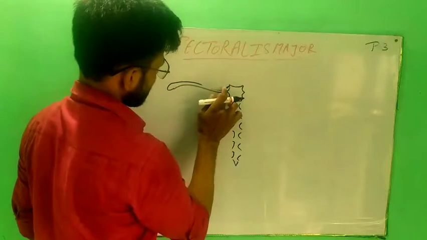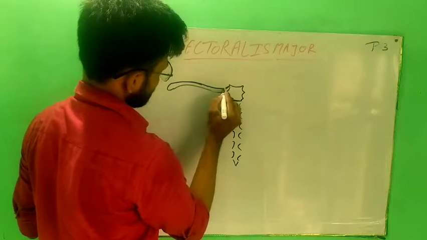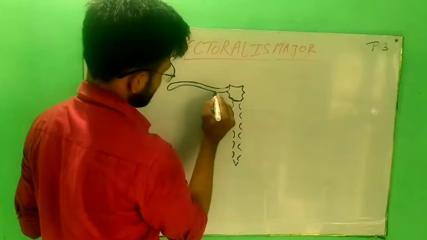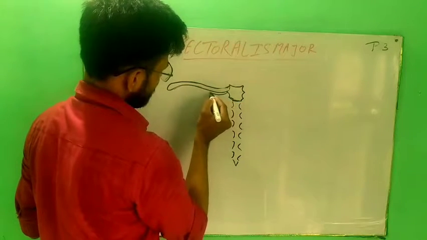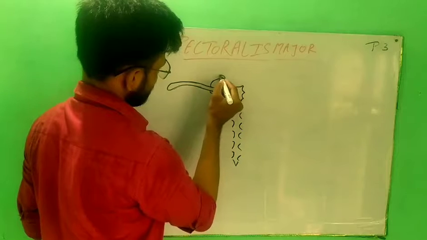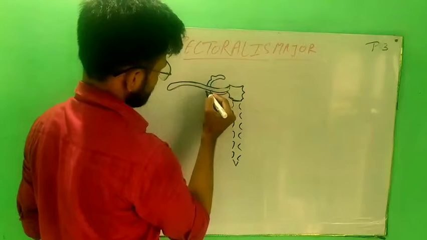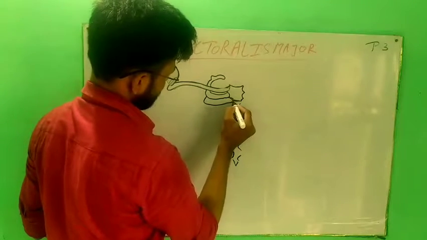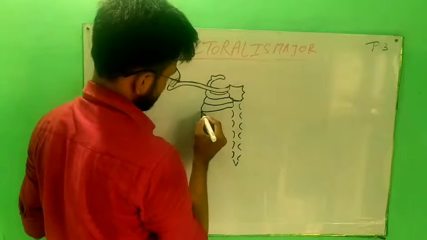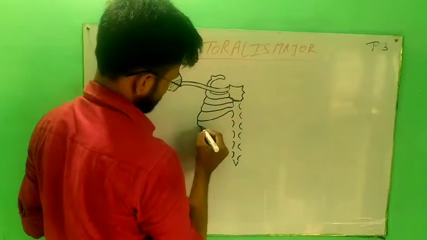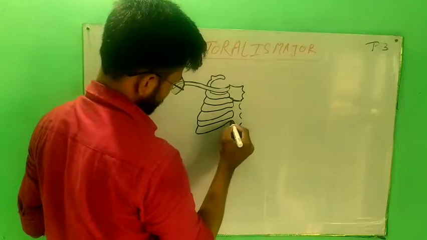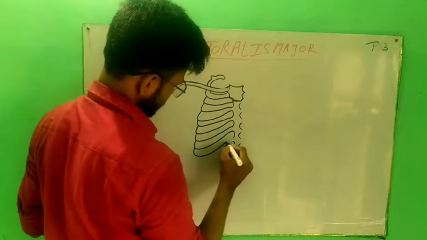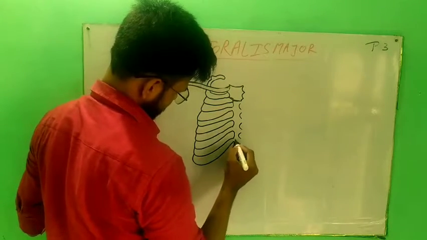This is the clavicle. There is the first rib. This is our first rib. This is the second rib. This is the third rib. This is the fourth rib. This is the fifth. This is the sixth.